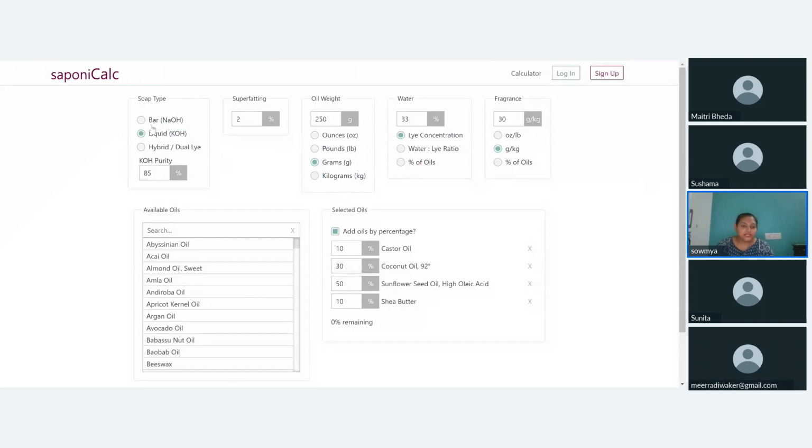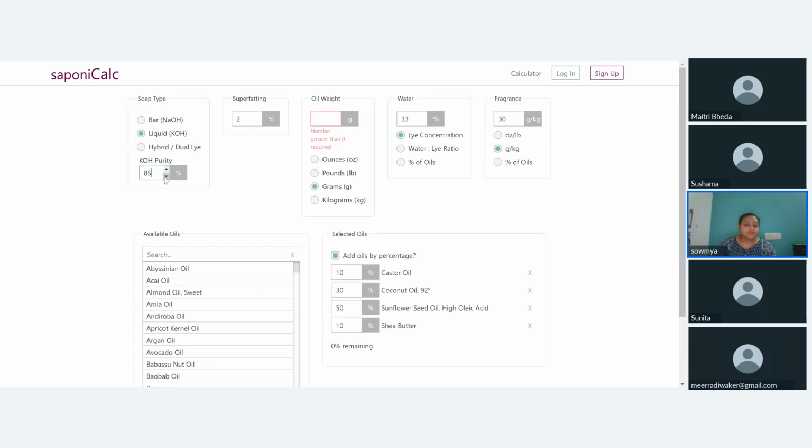So you will have your soap type: bar, liquid, hybrid, and then your super fatting will be here. Oil weight we need to change. We can choose even 150 gram or however many grams. So here is where our KOH purity comes. When you select liquid soap, you will need to select your KOH purity. The one which I have is 85% KOH purity, so I have chosen 85%.